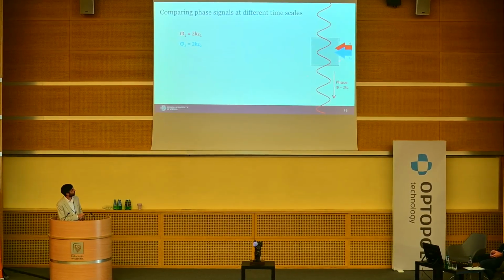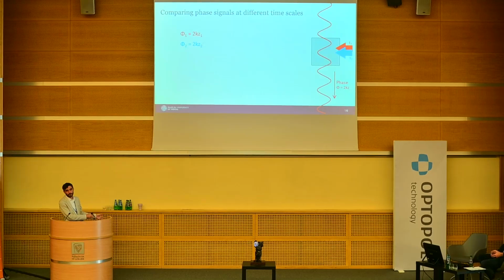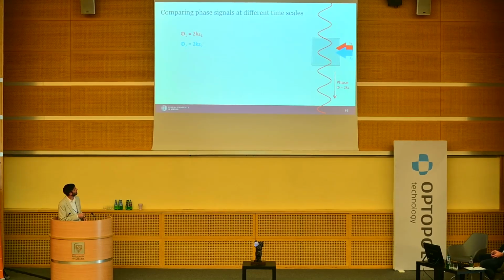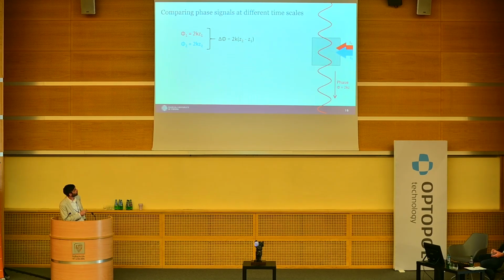So if now we take 2 acquisitions at time t1 and time t2, we can compute the difference of the phase signals here, the phase difference, which is proportional to the change in position. Yeah? So the phase difference encodes the position change here, proportional to the wavelength.